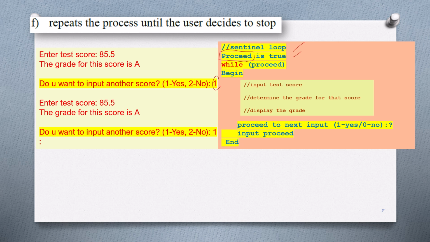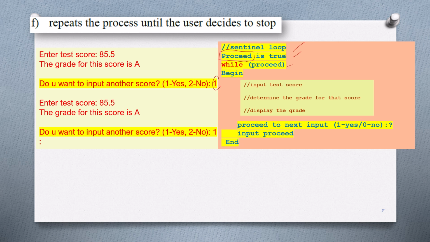Now in this case I don't want to use 1 or 2, I use 1 or 0, so I can use boolean. I don't want to use integer, I can use boolean. So proceed is true. While true, then begin. Put all of the statements that you have created earlier inside the while loop. Now ask the user, proceed to next input, yes, no.